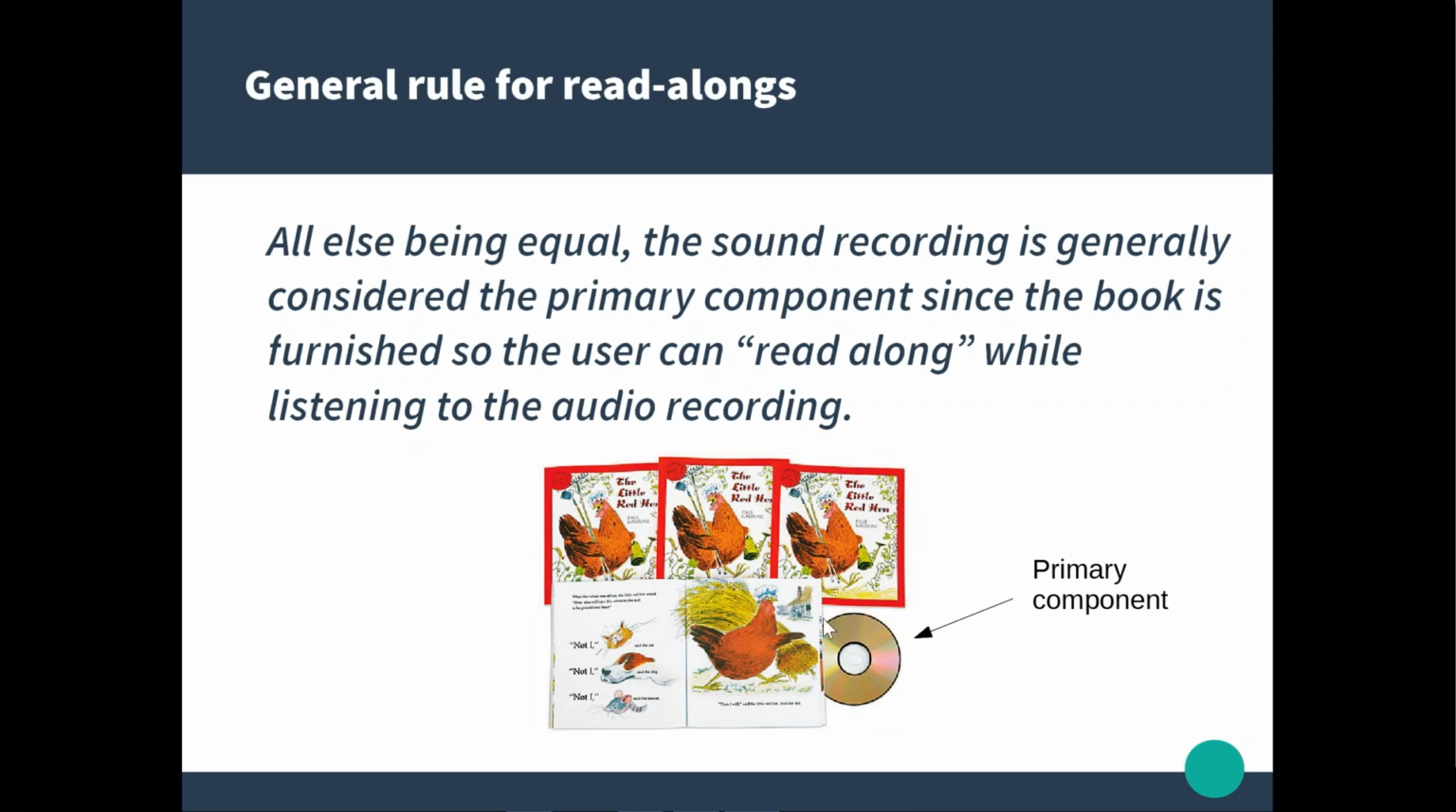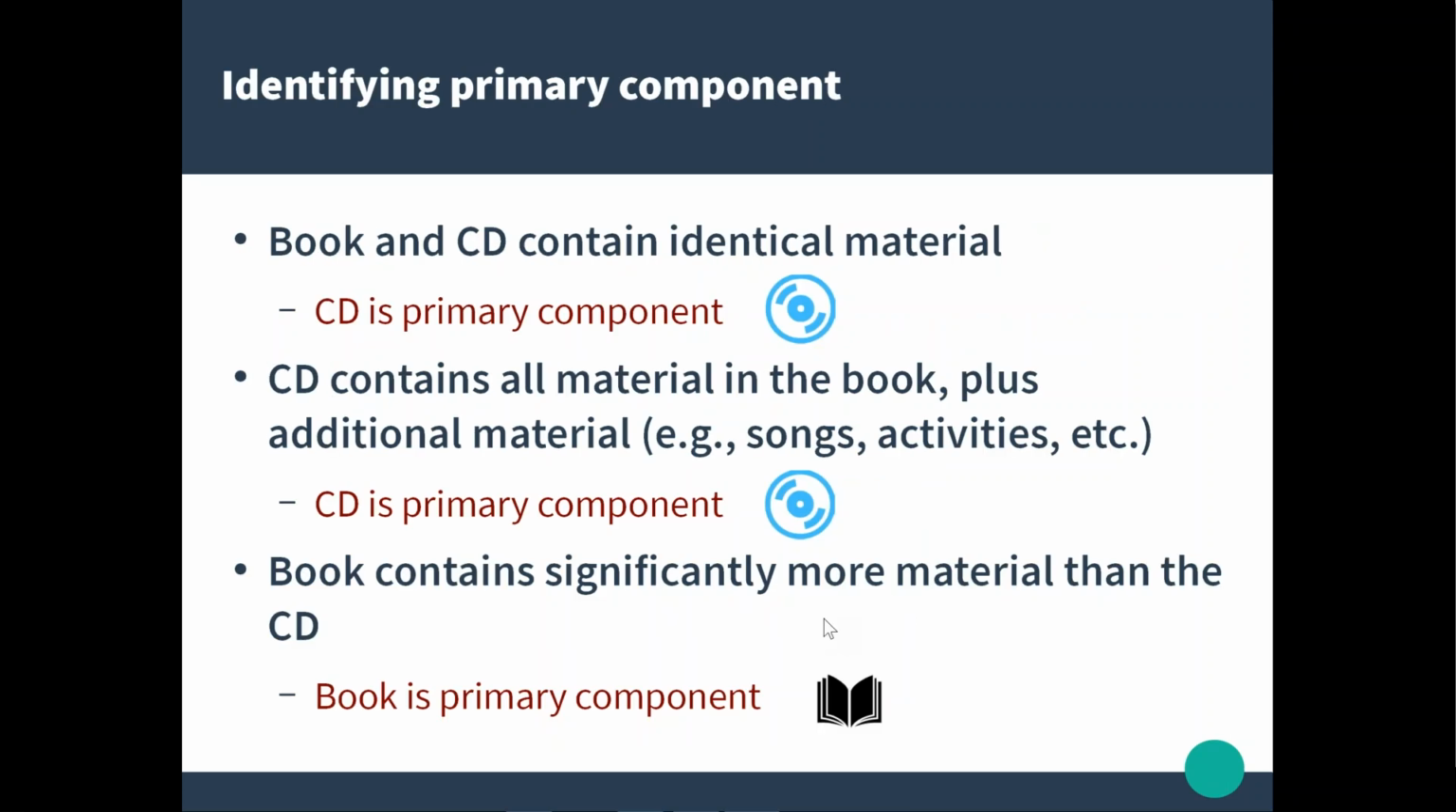And let me flip to the next slide. So the book and CD contain identical material, so we would say that the CD is the primary component. If the CD contains all the material that's in the book, plus any additional material, that can be songs or activities, then the CD, of course, is still the primary component. It's only when the book contains significantly more material than the CD that we would then say that the book is the primary component.